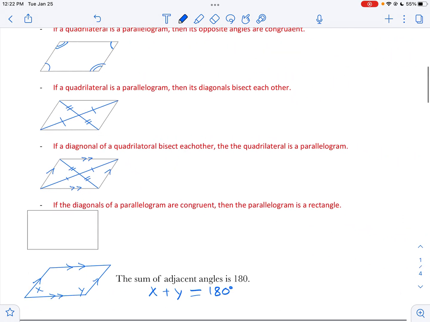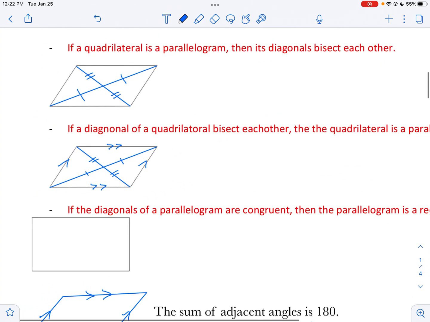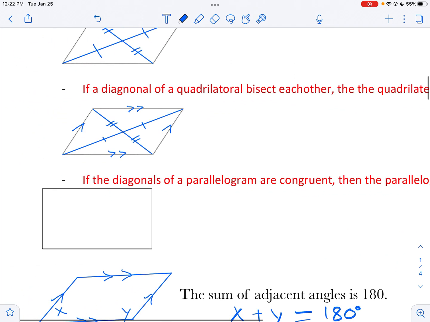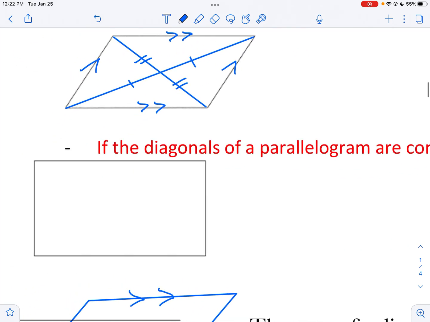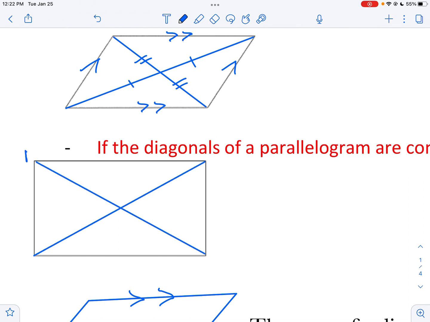And the next one, if the diagonals of a parallelogram are congruent, then the parallelogram is a rectangle. And that's just saying, again, we've got two diagonals. And we're going to label these. We'll call this A, B, C, and D.